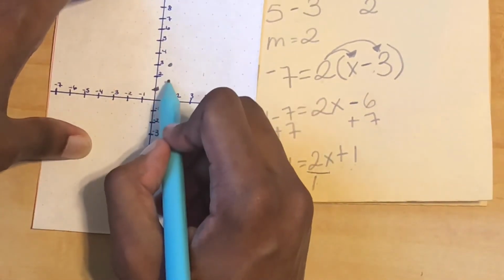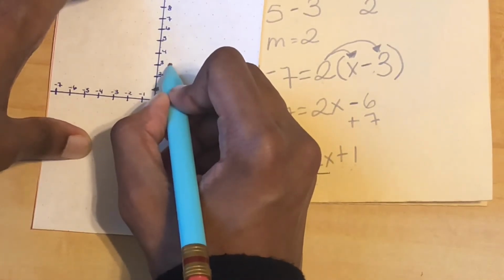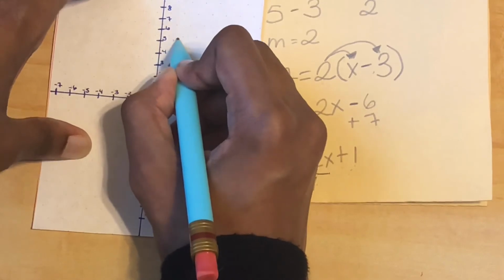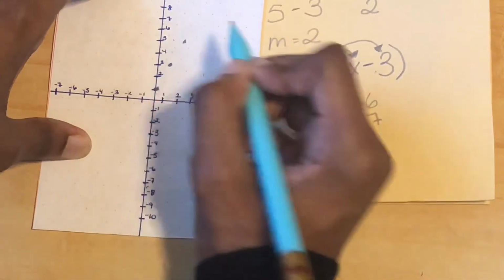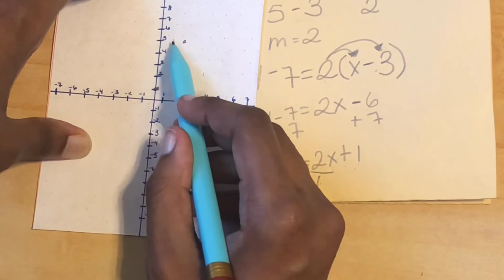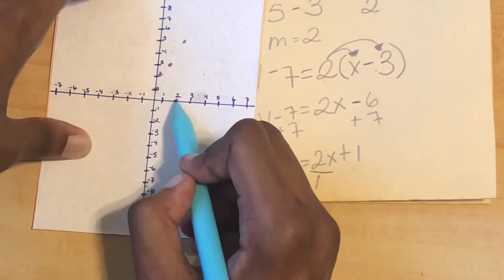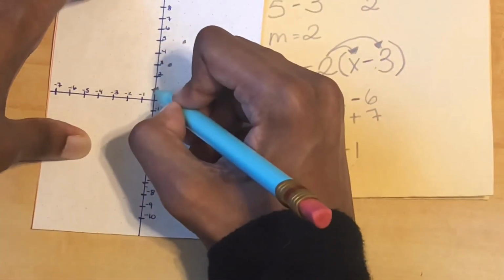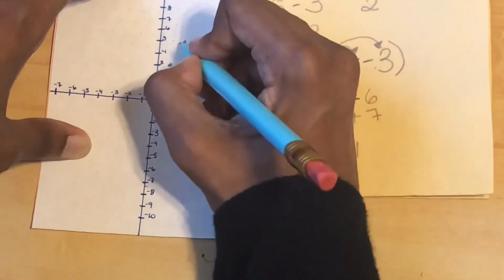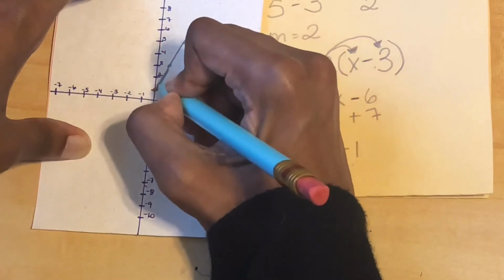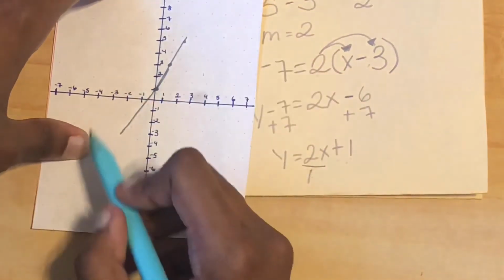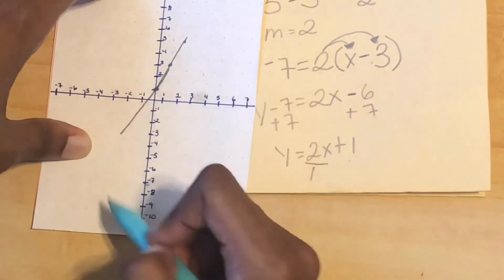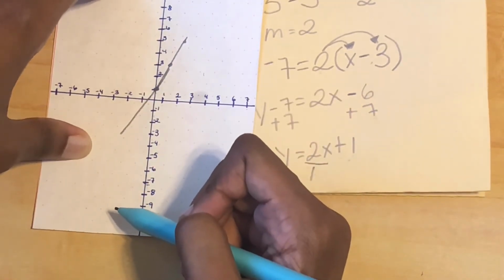And I'm going to do that one more time. So I'm going to rise 2, 1, 2. Now we're at 5, and we're going to go over 1. So we should be at 5 and 2, or 2 and 5. And now I'm going to draw my line. Notice that our line is going up because we read from left to right. So our line is going up, meaning that our slope is positive.